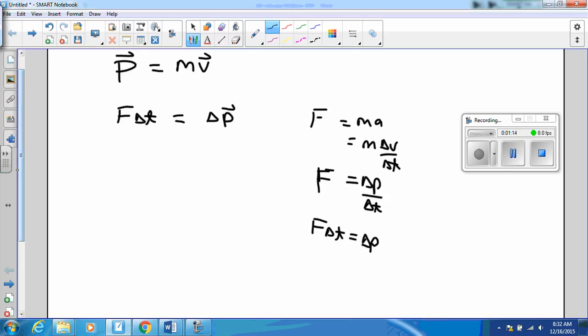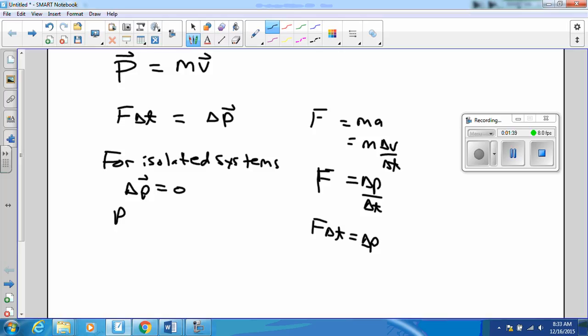All right. So that impulse momentum theorem then led us to discover something wonderful, and that is for isolated systems with no outside forces acting, then, wow, that was terrible. Isolated systems, delta P will be 0, which means that P final has to equal P initial. And we call this conservation of momentum.